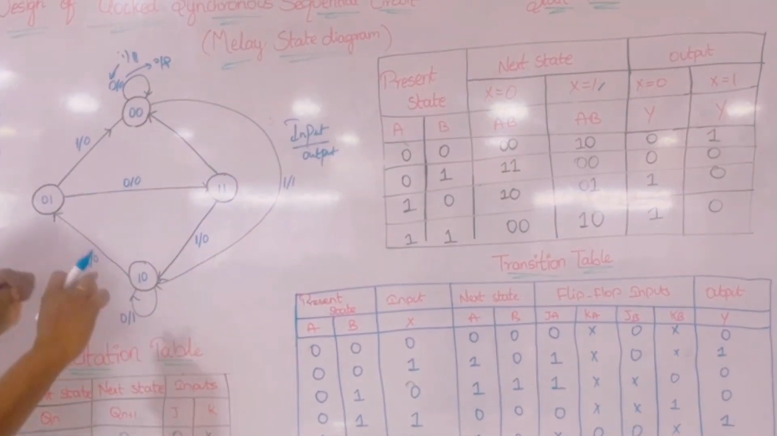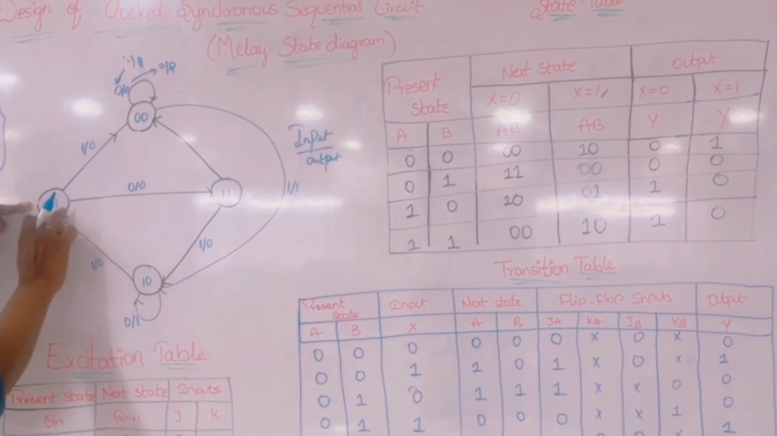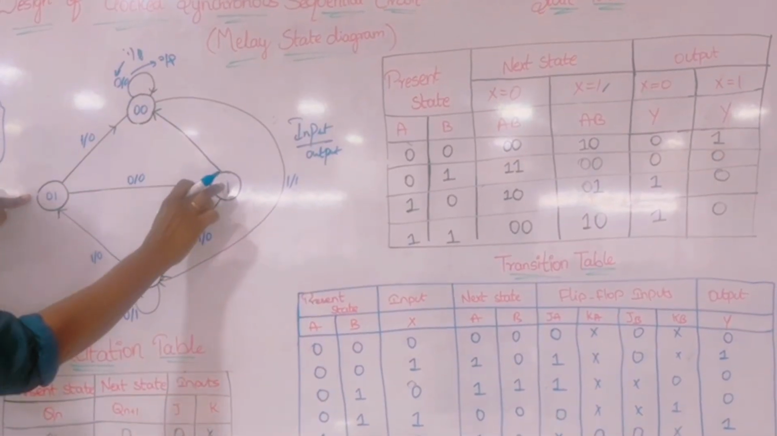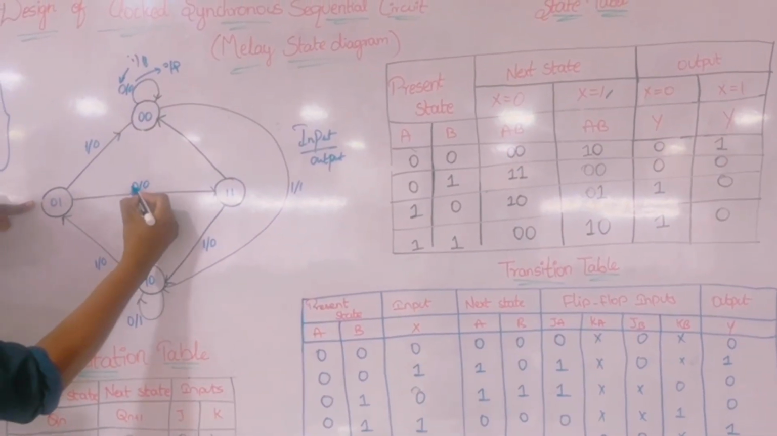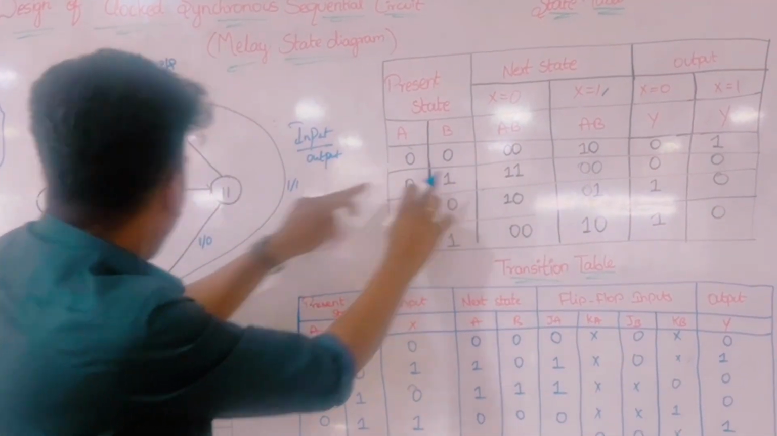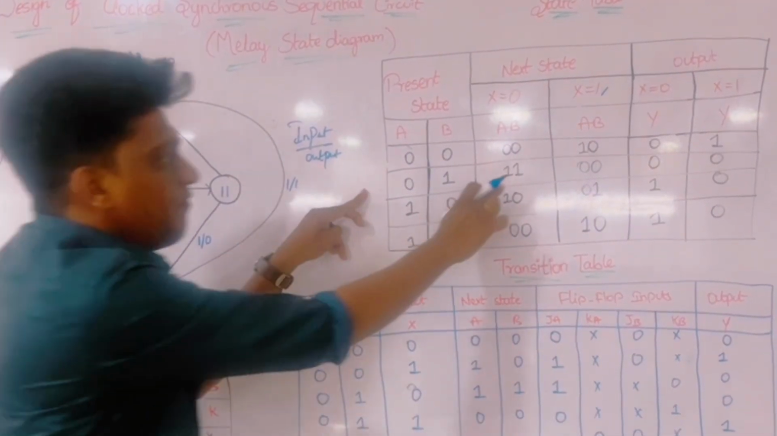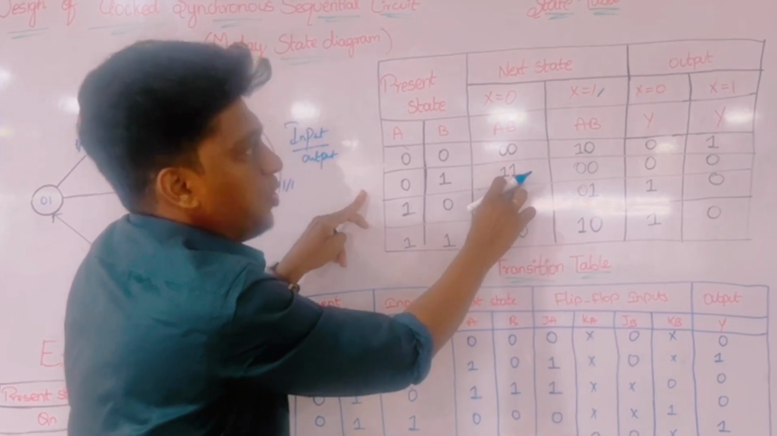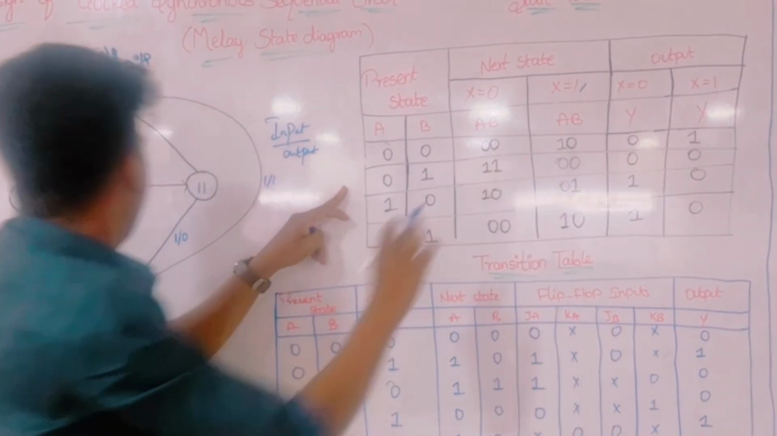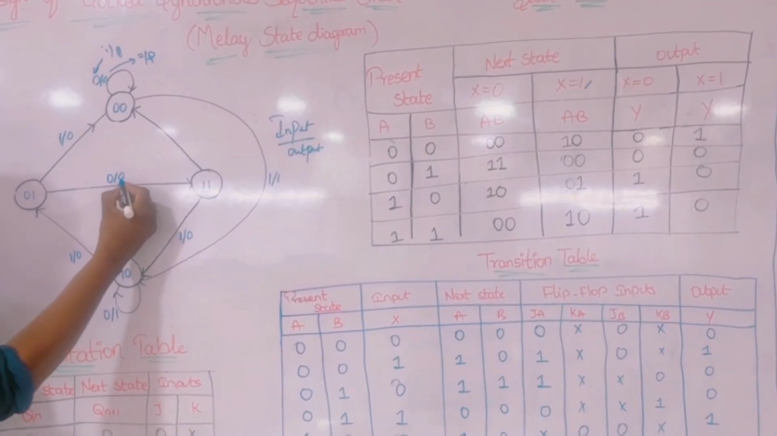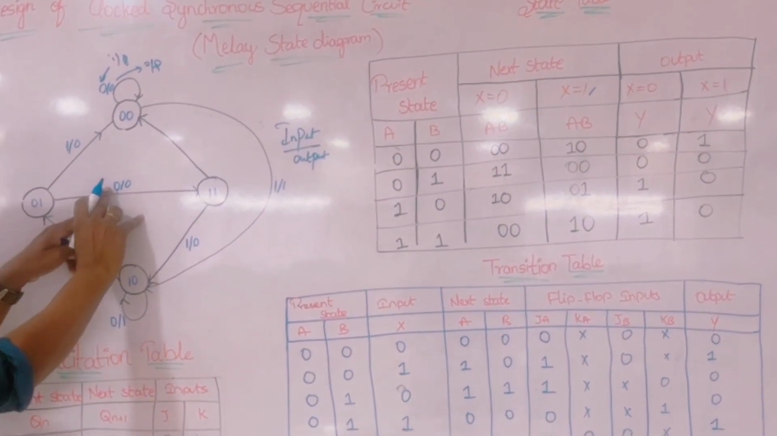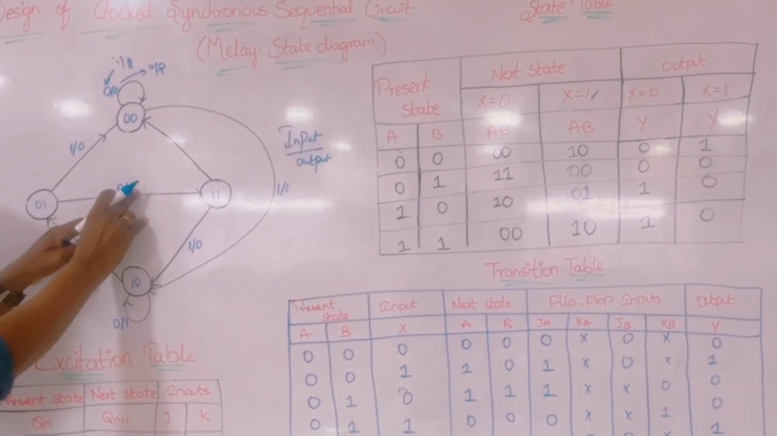Coming to the next state, 01. So 01 goes to 2 states: one is 00 and the other is 11. Whenever the input is equal to 0, 01 goes to 11. At that time the corresponding output is equal to 0, and that's why it is mentioned in the denominator portion. So the numerator is the corresponding input and the denominator is the corresponding output.